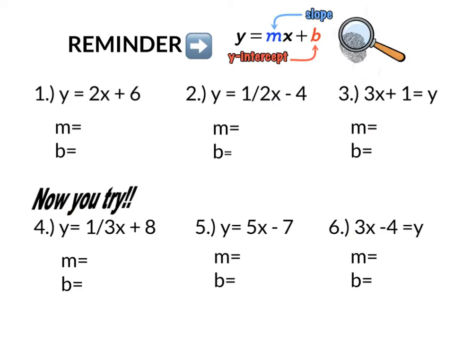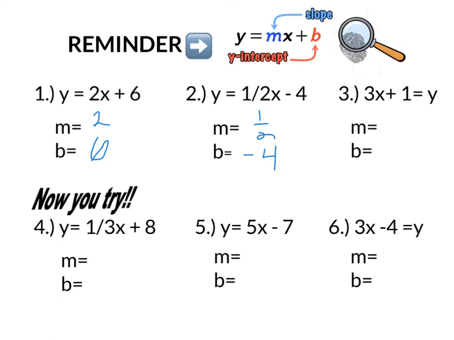Okay, let's practice some. In our first equation, y equals 2x plus 6, the m is going to be the 2, and the y-intercept is going to be the 6. Awesome. The second one, y equals 1/2 x minus 4, the m will be the fraction 1/2, and the y-intercept is going to be negative 4. That minus becomes a negative 4.